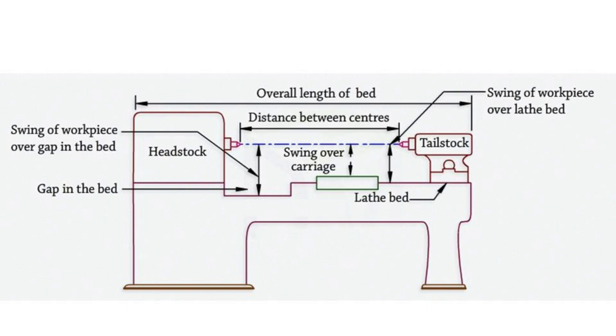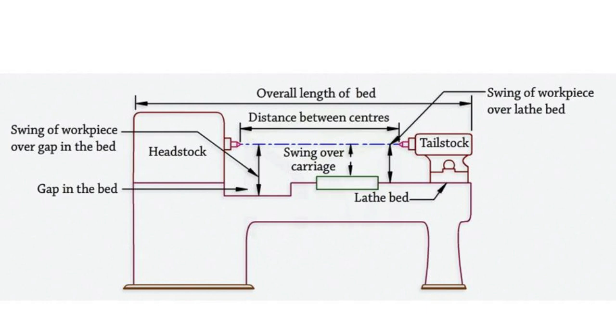Second specification is the maximum length of the workpiece that can be mounted between the centers. This length depends on the distance between the headstock and the tailstock. Third specification is overall length of the bed or size of the lathe. Fourth specification is horsepower of the machine. It depends on the type of motor or its power consumption.